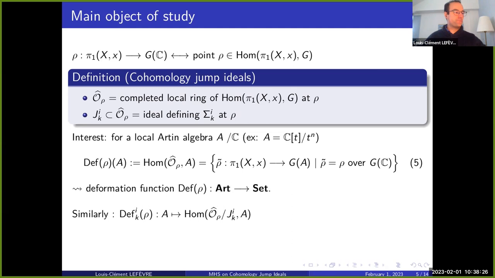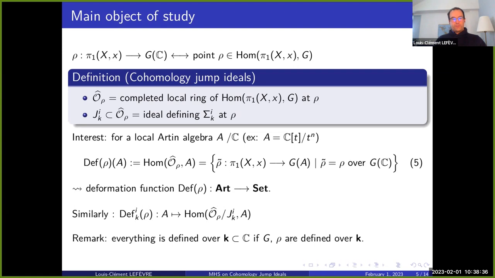And the main theorems that we get about this. Let's just remark that when you start with a representation rho that is defined over a subfield of C, like in the case of variations of Hodge structures, where rho will be defined over Q for example, then when you have your group G defined over Q and you take a representation over Q, the moduli space is defined over Q, the ring is defined over Q, and the functors are defined over Q with residue field Q. Everything is defined over a subfield of C if your group G and your representation rho are defined over the same subfield of C.